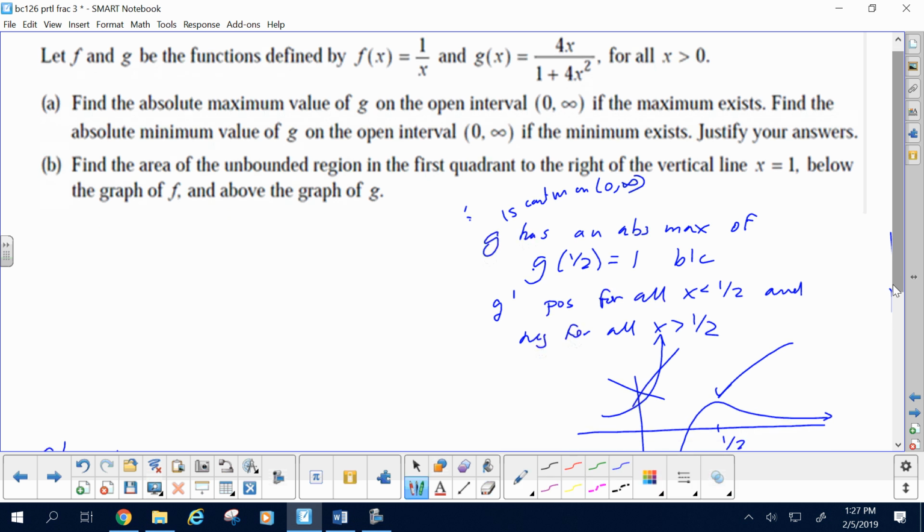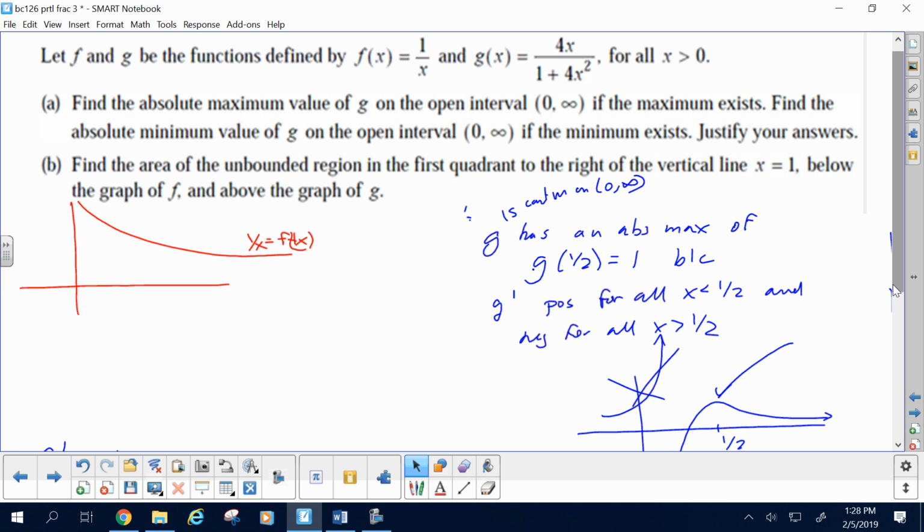So let's go here. Did you get the graph looks like this? 1 over x is on top. Oops. And here's g equals 4x, so it has a 0, doesn't it?